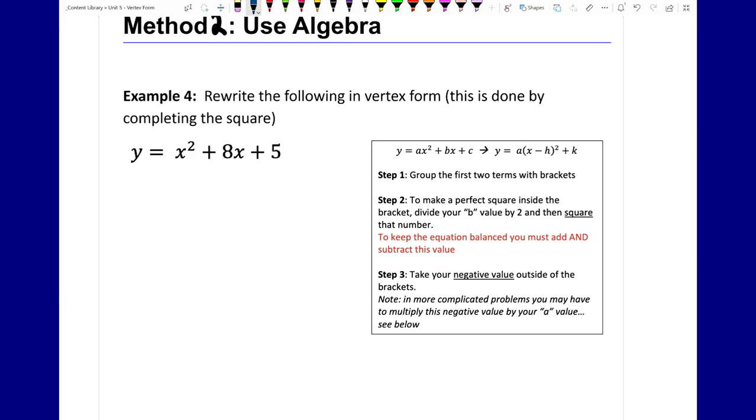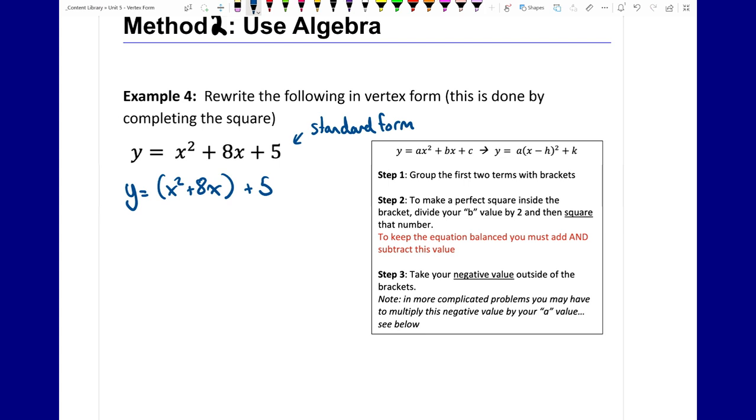So we have our equation in standard form. Let's write it in standard form just so we know. And I want to write it in vertex form. So we have some steps on the side to help us. The first step says group the first two terms in brackets. So y equals x squared plus 8x in brackets, and then plus 5.